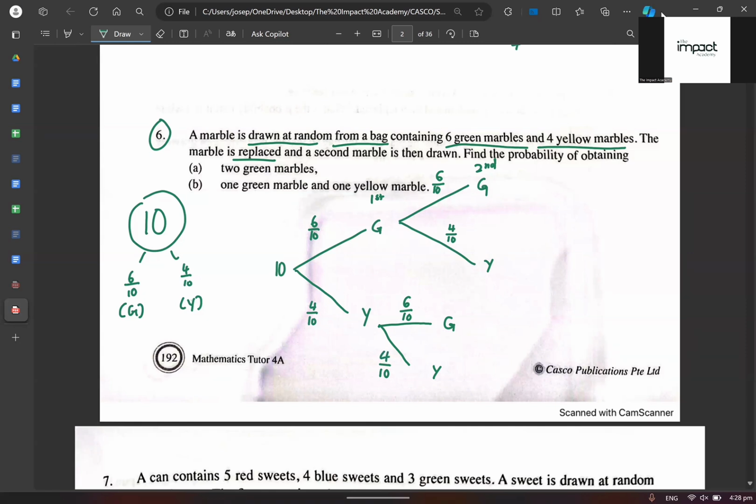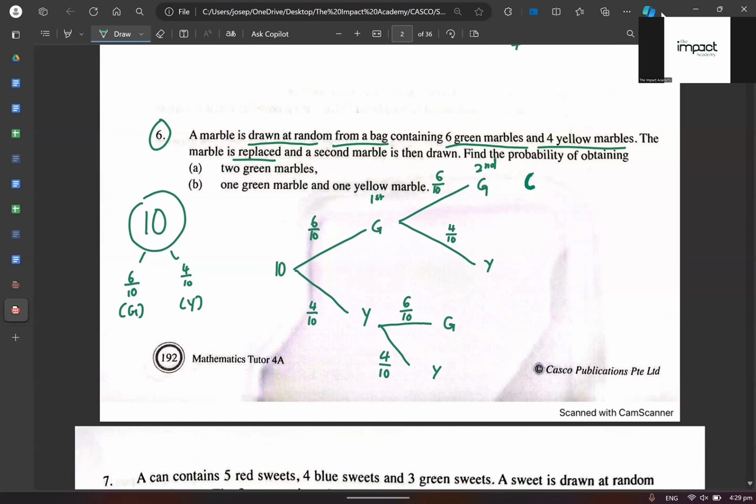Why? Because you replace. Imagine I literally give you this, okay? You have green and yellow here. You take one, okay, right? Put back. I take one again, put back. You get what I'm trying to say? No change, right? Yeah, no change. You get what I'm trying to say?